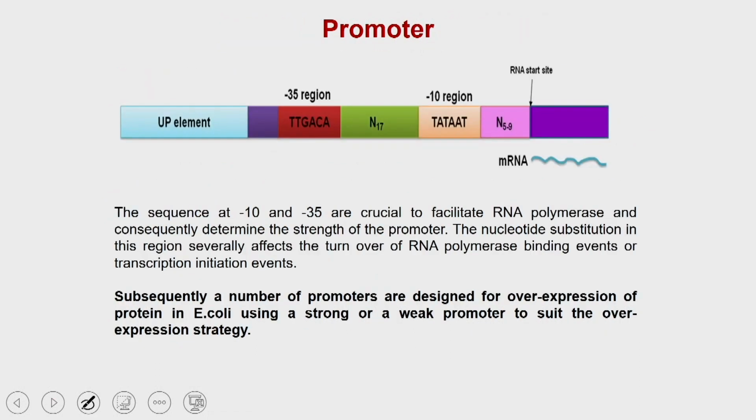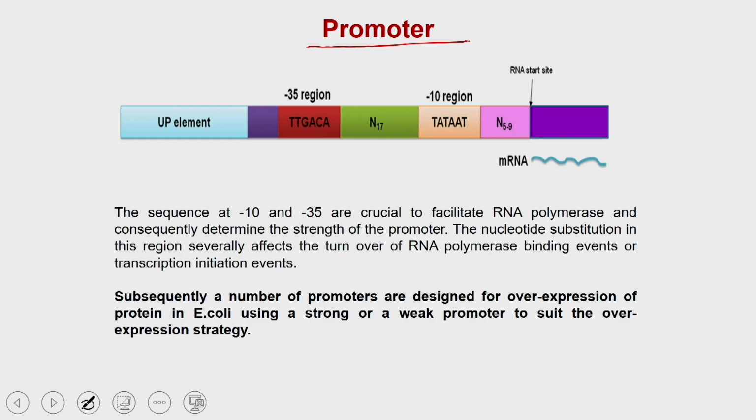So, let us start with E. coli. The promoter, as I said, is the region which facilitates the binding of RNA polymerase, and that is how it initiates the transcription. And in the case of E. coli, as we said, the transcription and translation are linked to each other.